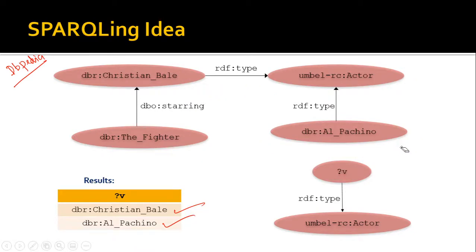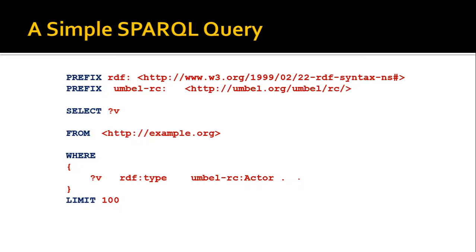But there is another triple here, like The Fighter starring Christian Bale. So if we try to match this pattern with this, it is not a match. So we will not be having The Fighter, which is another entity in this database. It will not be our answer or binding to V. So this is the core idea behind SPARQL.